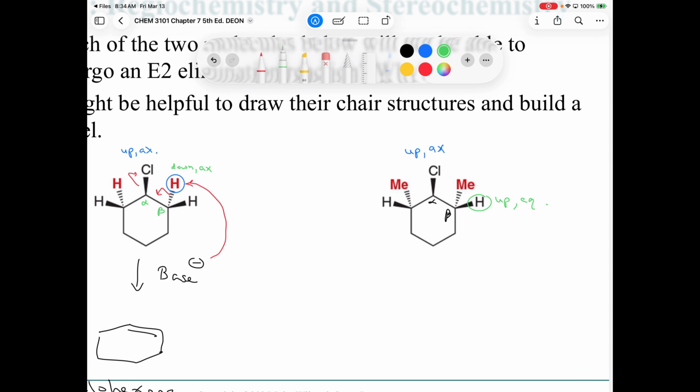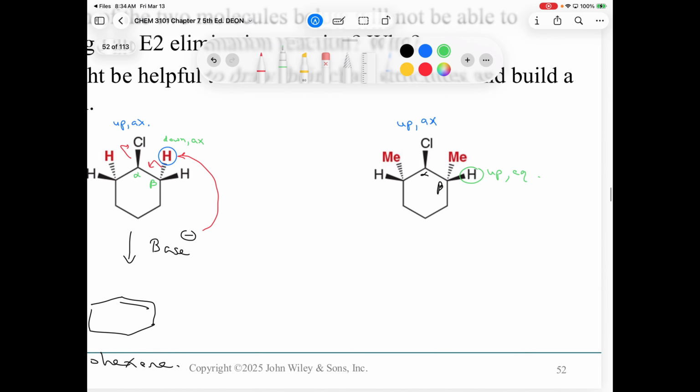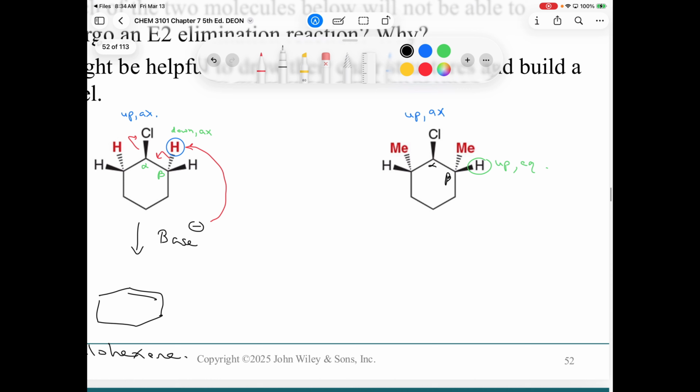And so you're like, you know what? If I studied this long enough and look at it, I can say up and axial, down and, no, it's not going to work. Up and axial, down and axial, boom, it's going to work. So you don't even have to draw the chair out. So we could just say here, look, base, and we'll just say no reaction. Nothing's going to happen.